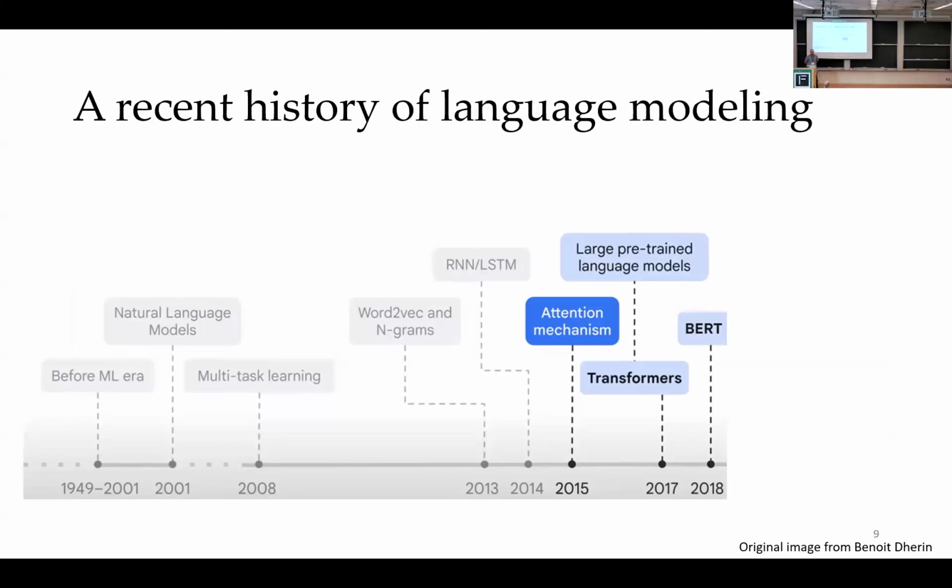All right, so this is a recent history of language modeling. As you can see, before the machine learning era, it was very basic, kind of rule-based ways of dealing with language. Then in the early 2010s, we had word2vec and n-grams. Then we had RNNs, which stand for recurrent neural networks, and LSTMs, or long short-term memory networks.